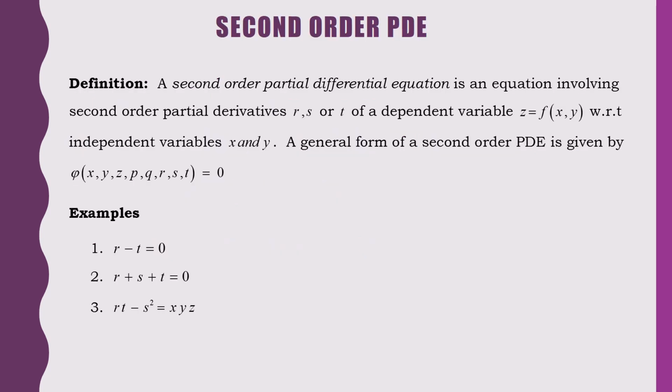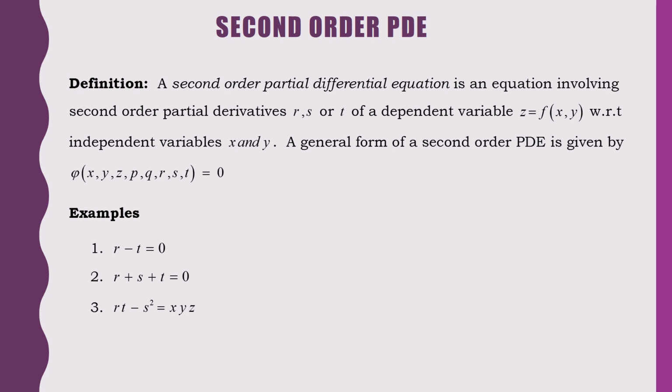What is a second order PDE? A second order partial differential equation is a PDE that involves the second order partial derivative terms r, s or t in the equation. Here small r equals ∂²z/∂x², s equals ∂²z/∂x∂y, t equals ∂²z/∂y².